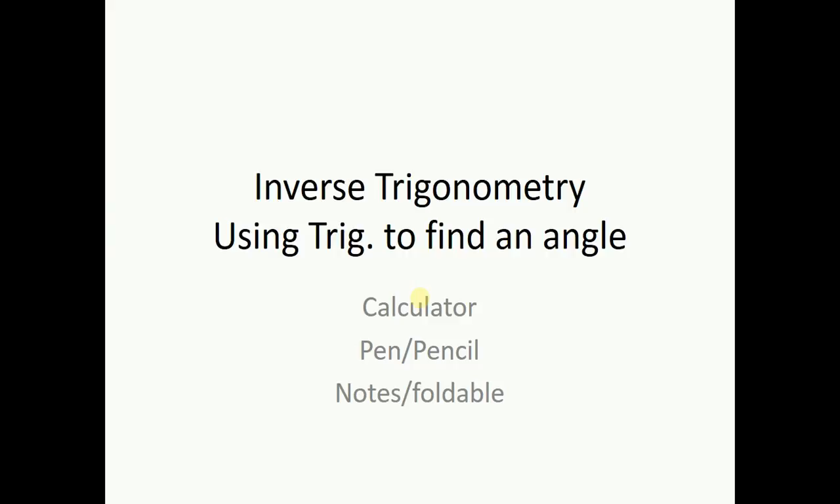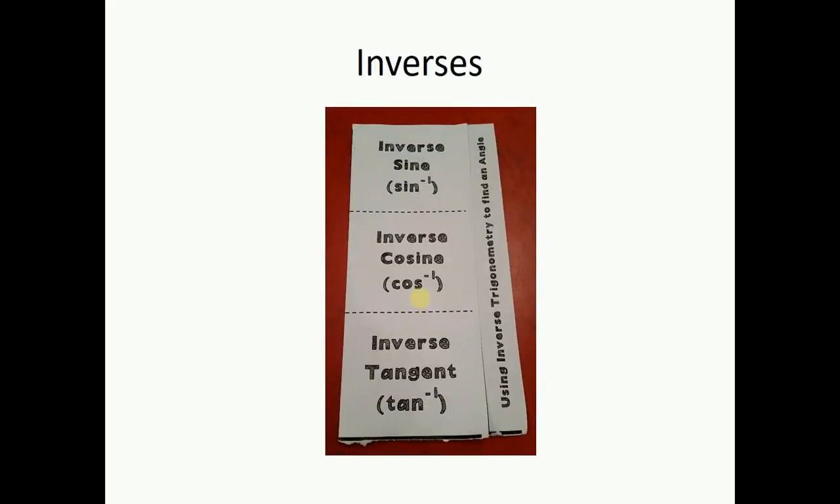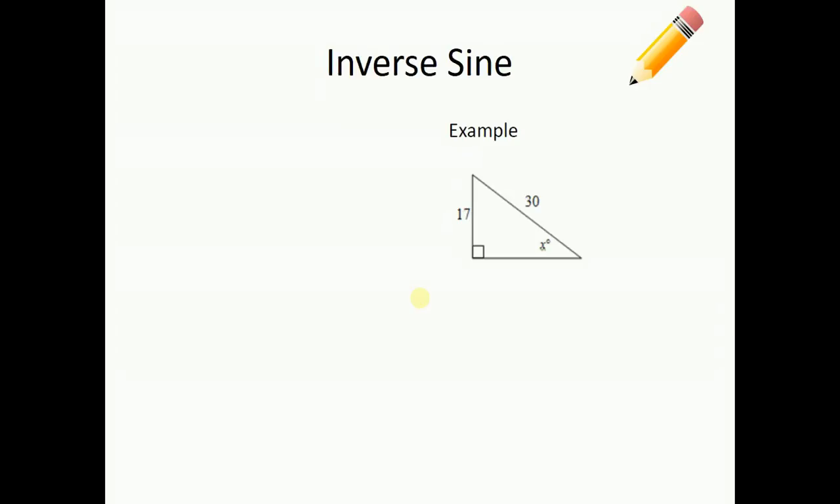You're going to want a scientific calculator, just like last time, a pen or a pencil, and the foldable I gave you in class, as well as your notebooks. We're going to take a couple of problems into the notebook as well. So grab that foldable that we made together that had the inverse sine, inverse cosine. It looks kind of like the trig foldable we made earlier, but this one is a little bit different. Alright, so let's look at inverse sine first.